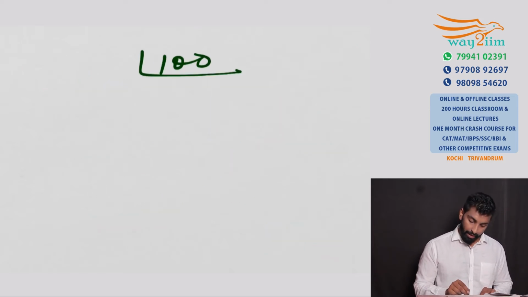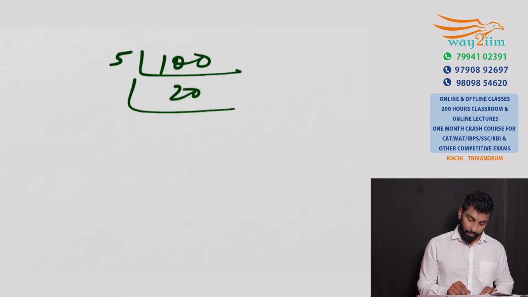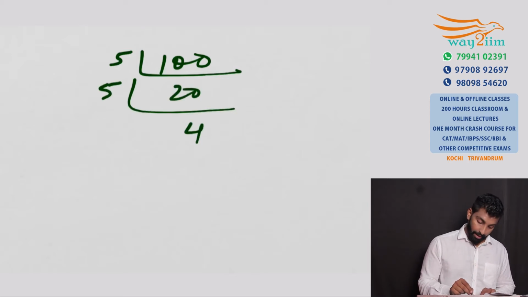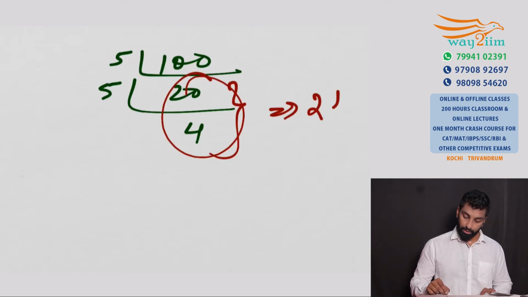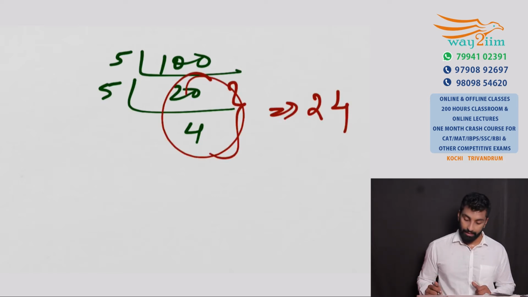Or if you need to find how many 5's are there in 100 factorial, what do you do? 100 divided by 5 gives 20. Further dividing by 5, you get 4. And then the answer is you just add these two together. So how many 5's are there? 24 5's are there. That's how you find the highest power of a prime number in a factorial. Now let's take a composite number.